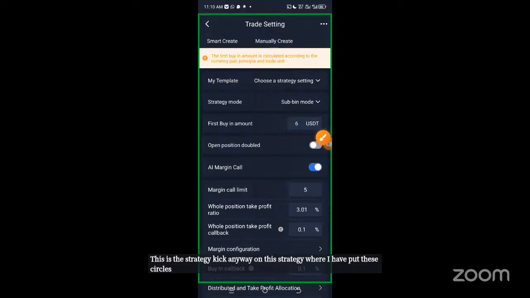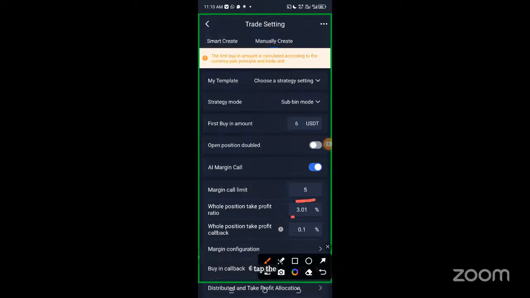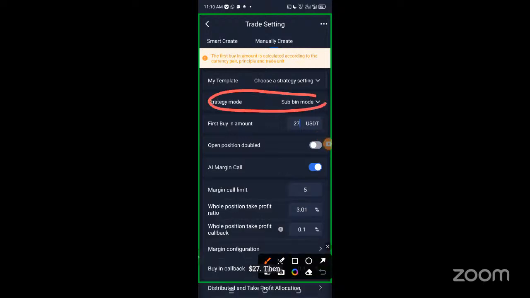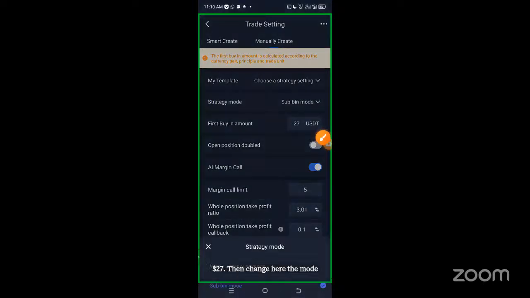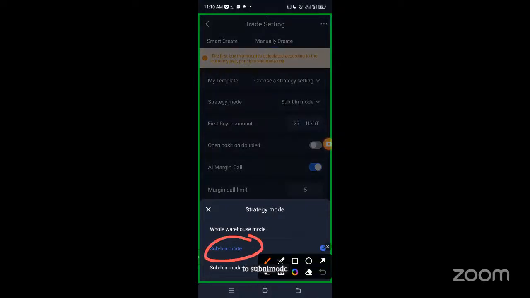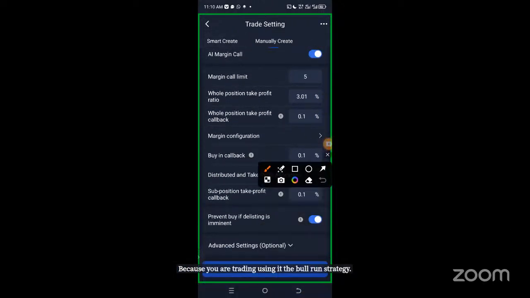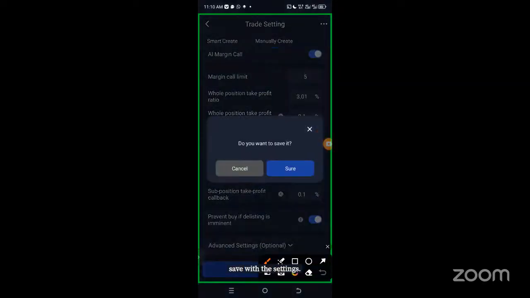Tap. The settings are going to go into the coin. Change the first buy in amount to $27. Then change here the mode to sub-bin mode. This one here, sub-bin mode, because you are trading using the bull run strategy. Come and you save. Save the settings. Save, and you click on sure.